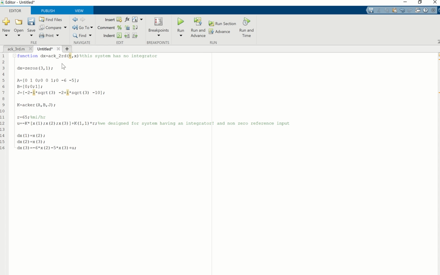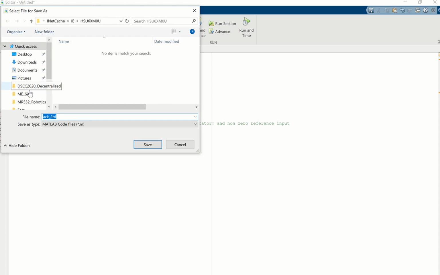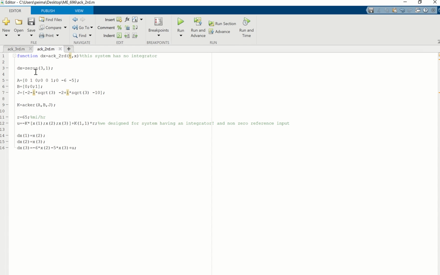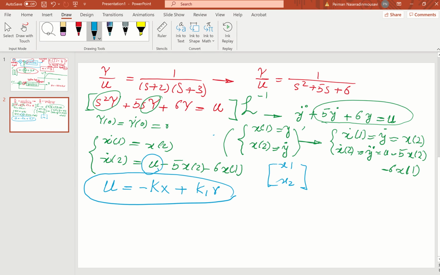So now if I want to save it, it's going to be again ME696 second order system. Well, it must be the same name. And you have 2 state variables, so it's going to be 2. And now, look at here. Let me do it here.